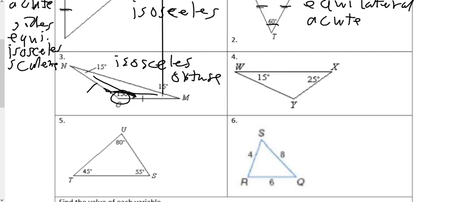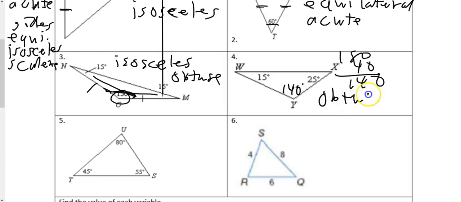All right, let's do a little math here. We have 25 and 15. That's 40. 180 minus 40 is 140, which means this angle down here is 140 degrees, which makes it obtuse, bigger than 90. And the angles are all different, which means the sides are all different. Okay?